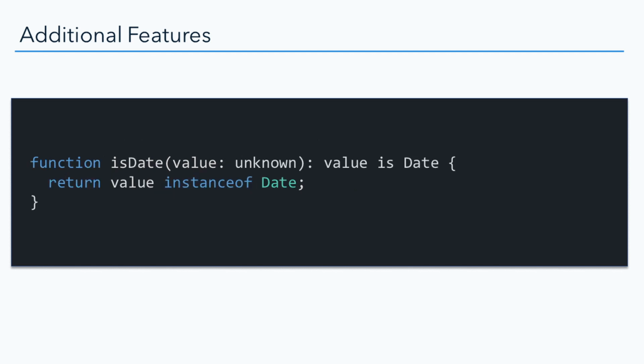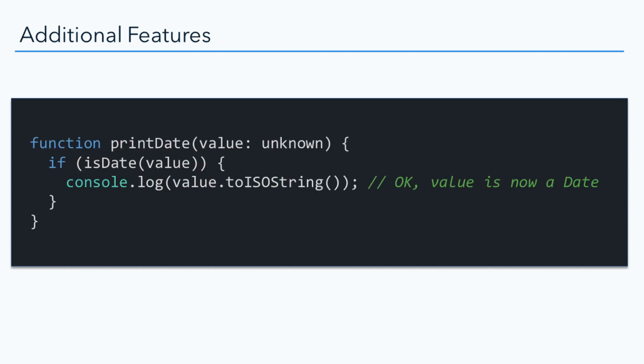Instanceof type guards. TypeScript also has built-in support for type guards based on the instanceof operator. For example, you can define a type guard for a Date object as follows. This function checks if the input value is an instance of the Date class and returns true if it is. You can use this function to narrow the type of a variable or parameter to a Date object.